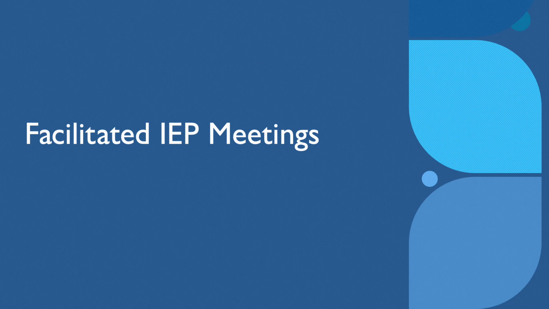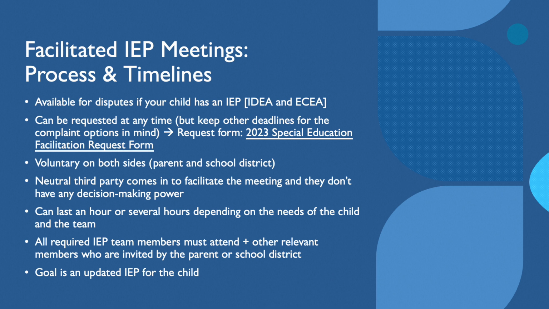First up, we will discuss facilitated IEP meetings. Facilitated IEP meetings are available through CDE if your child has an IEP. They can be requested anytime on CDE's website, but it is important to keep deadlines for other complaint options in mind if you think you might want to pursue other options. Facilitated IEP meetings are voluntary on both sides, so if you request one, the school district does not have to agree to it, and vice versa. If the meeting is agreed to by both sides, a neutral third party will come in to facilitate the meeting.